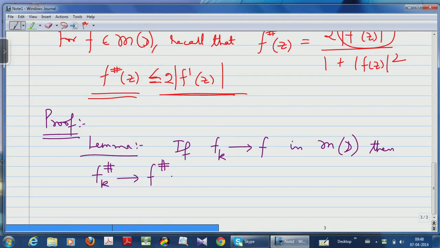Then this normal convergence preserves derivatives. This is something that we have seen also with analytic functions. If a sequence of analytic functions converges normally to a given function, then the limit function is also analytic. And the nth order derivatives of the original sequence of functions will converge normally to the nth order derivative of the limit function, and this is all just because of normal convergence, uniform convergence on compact subsets. So the same thing happens with spherical derivatives. This is one fact that we'll have to use. You can check this.